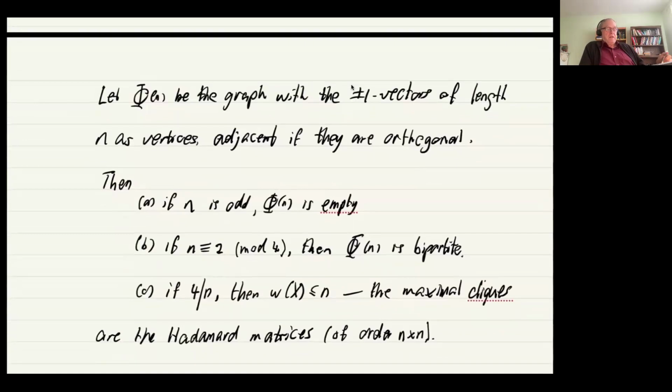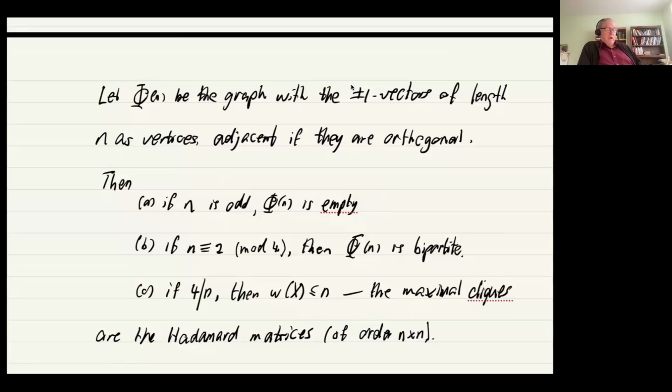So there are a few remarks. We're going to be concerned with the chromatic number of this graph. The first case is easy. If n is odd, then this graph is empty. I went through the reason last time. If you have plus or minus 1 vectors, you have your ones vector, and anything orthogonal to that must have an equal number of 1s and minus 1s, so it must have even length. So that's easy.